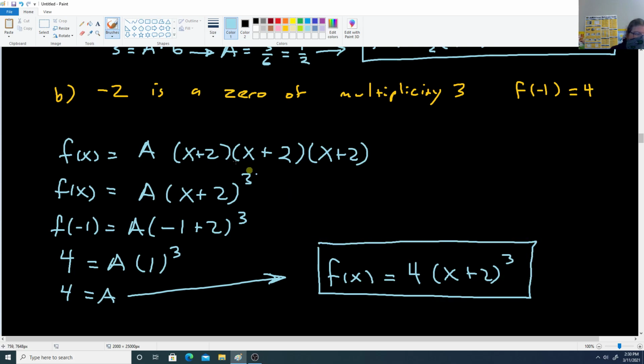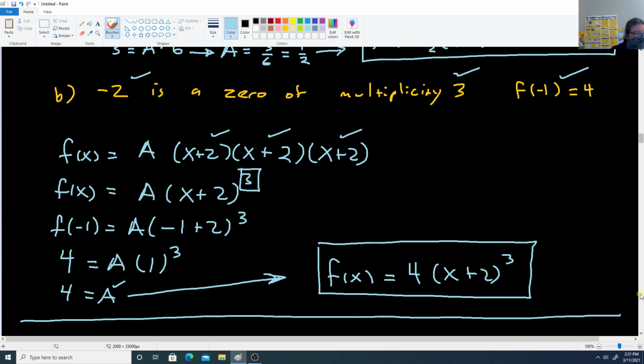It does everything we want: it has a 0 with multiplicity 3 because we counted its factor 3 times. F of -1 equaled 4, and we did that by solving for the a. Since it has 3 linear factors, it is degree 3 and has real coefficients. So we're done there. Next we've got a couple of things about the complex conjugate, and then we'll finish up with the last 2 examples.